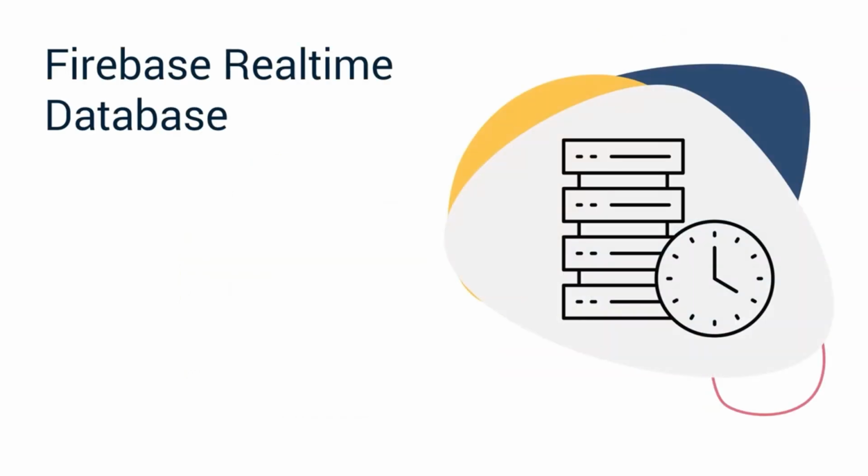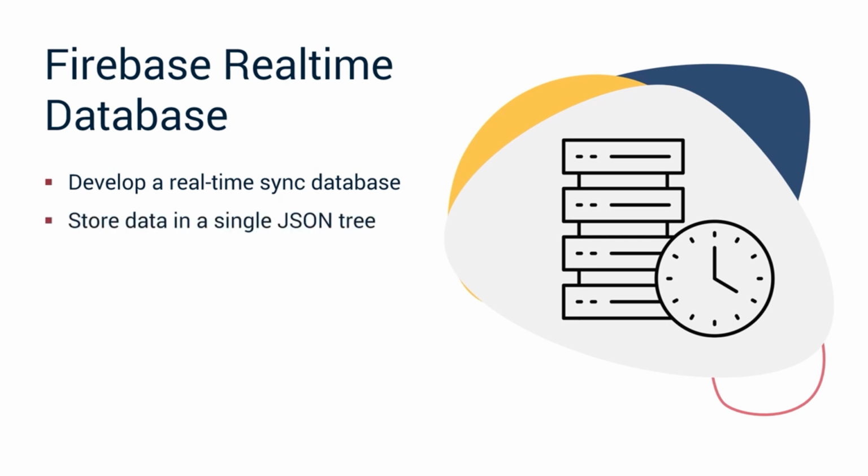Firebase Realtime Database allows developers to store and sync data in real time. It stores data as a single JSON tree rather than in documents and collections, making it ideal for applications that require fast updates.